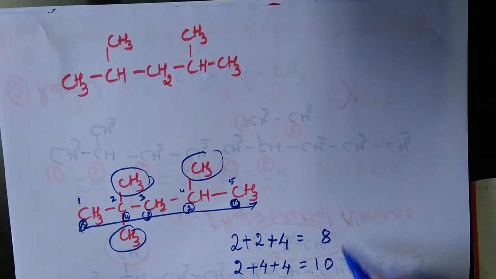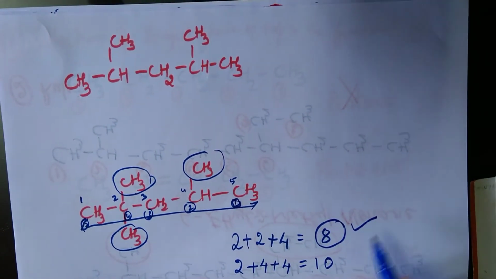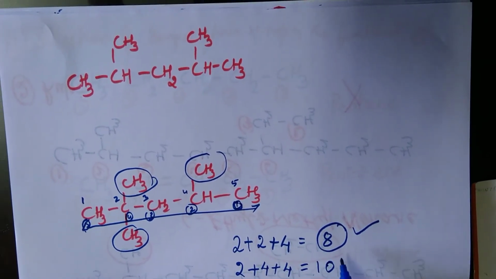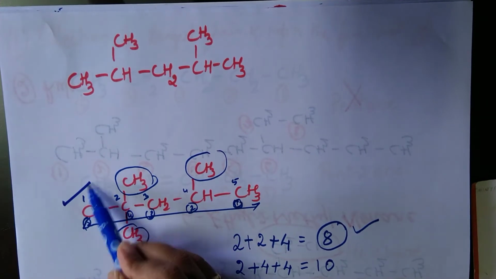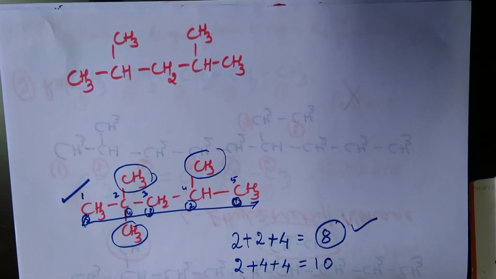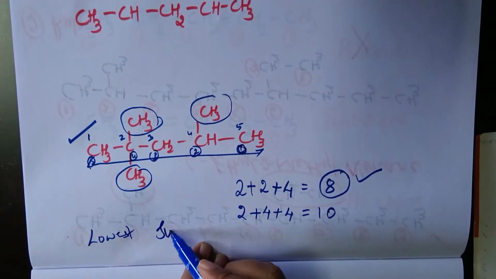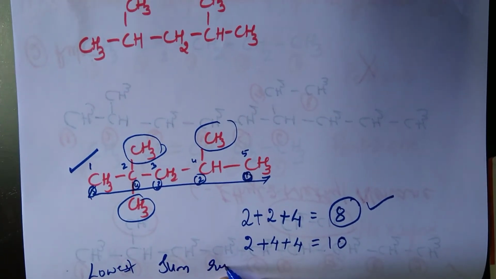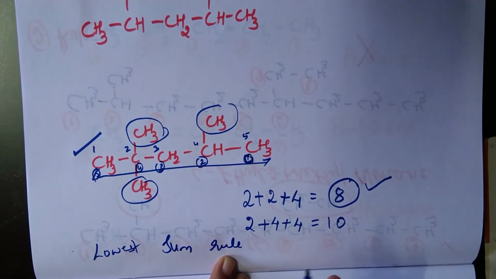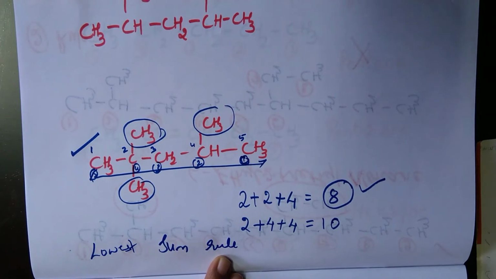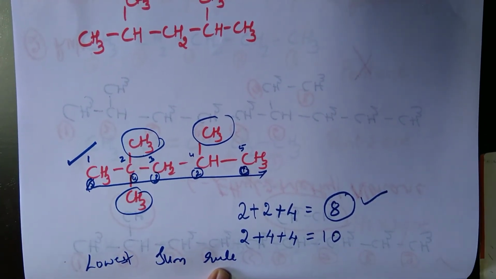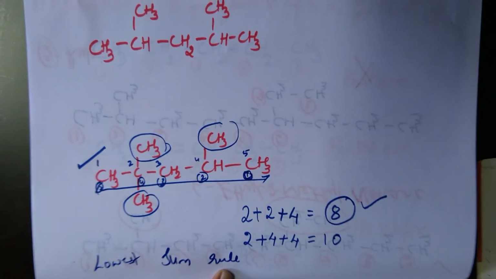So out of these two, which is the smaller one? 8. So you have to select that chain in which you get the smaller sum. So this should be this particular chain. Number it from this side. This is called the lowest sum rule. When many substituents are there, you have to number the chain in such a way that the sum of the locants should be minimum. Okay, so we shall try to name this.